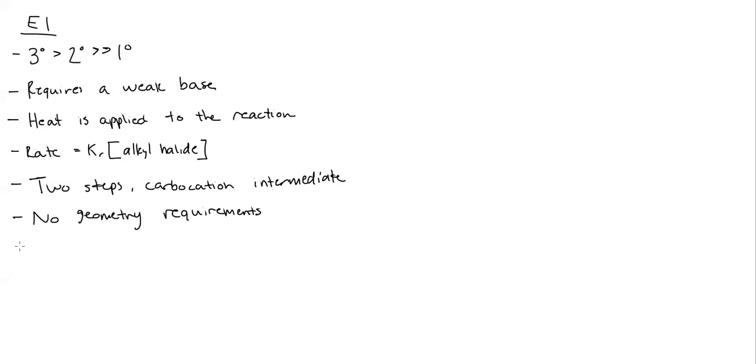And then finally, we spoke about the Zaitsev and Hoffman products in the E2 video. E1 forms the Zaitsev product as the major product. So this is our bullet pointed list of the E1 reaction. This is all the important stuff about E1. We'll get further into what each of these means in a couple of examples, and we'll do the mechanism for each of those as well. But I just wanted to start off with this so we could see exactly what's going on.